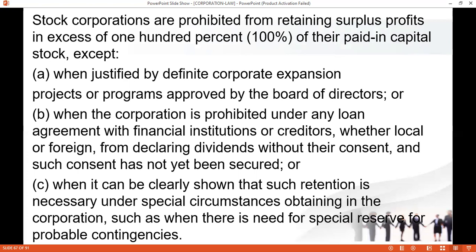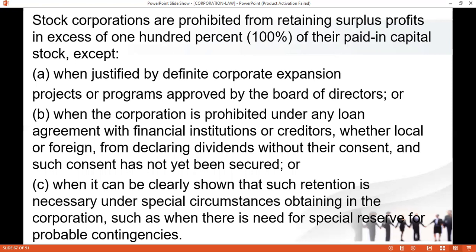Now ngayon, out of the authorized capital stock, we have subscribed capital, meaning ilan doon sa authorized yung binili. Yun yung subscribed, di ba? Pero meron din tayong paid-in capital, which means magkano doon sa binili ang nabayaran na. Okay, so dito tayo sa paid-in capital. Now, alam nyo na kung ano yung retained earnings, di ba? Itong surplus profits. Ito yung retained earnings sa corporation.